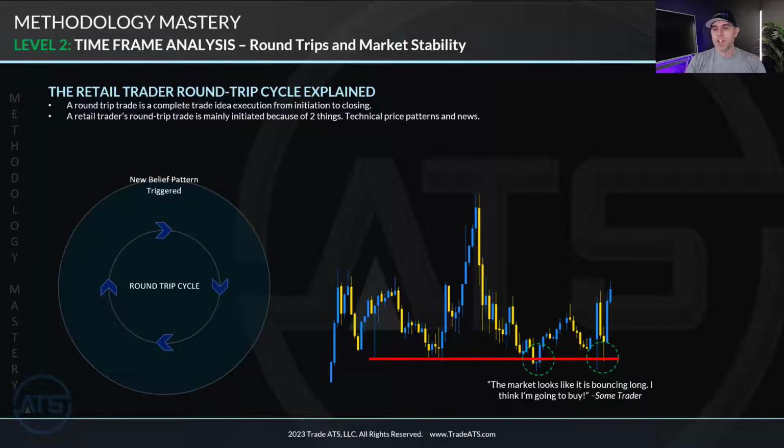In this situation, we could see that we have a clear support level forming, and traders are looking at that. They're thinking the market looks like it's bouncing long. I think I'm going to buy. So now that the market has come to a bias and they're looking to buy the market, they just need a little trigger to actually get them to push the button. In this case, the market starts running off without them, and in true retail trader style, they chase it and jump in and buy that market.